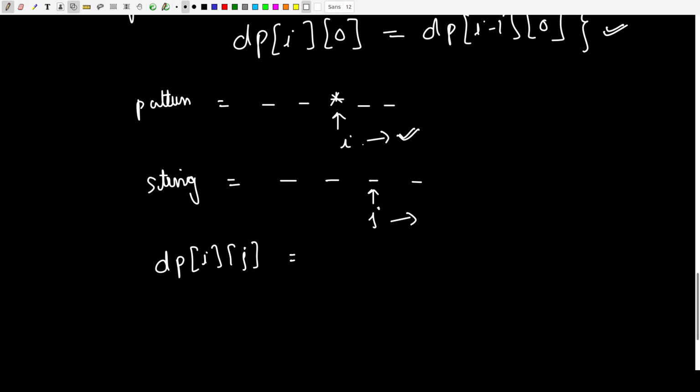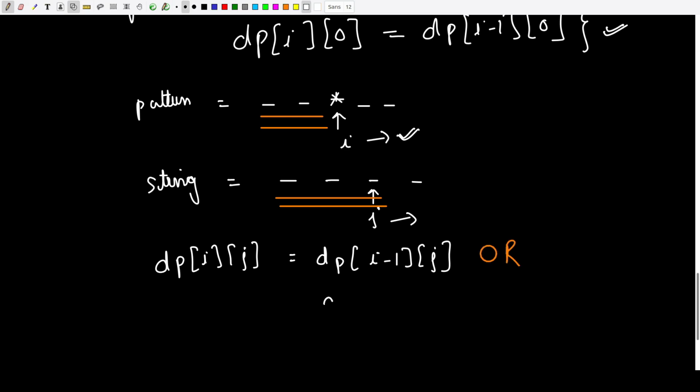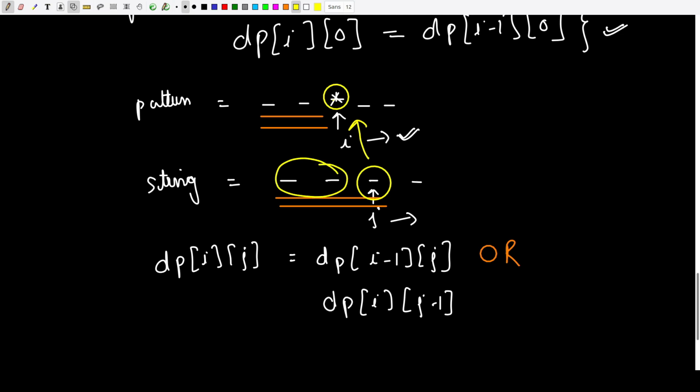In this case, I is the wildcard and j is some string. Now since star can match any number of characters, dp of I comma j can be equal to dp of I minus 1 comma j, which simply means whether this part of my string matches with this part of pattern. If it matches, then the value will be true, or dp of I comma j minus 1. And what does it mean? Well, it simply means that this character has been mapped by my special character, which is a star, and whether the remaining string can again be mapped by this pattern or not. This is what we are trying to achieve over here.